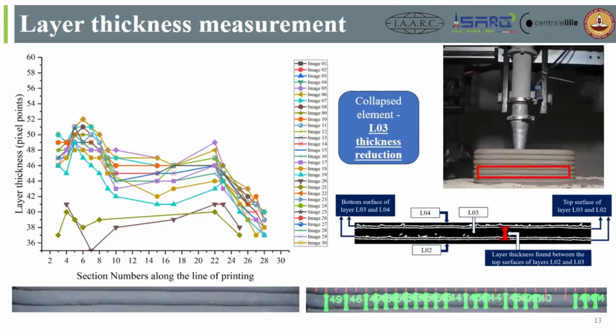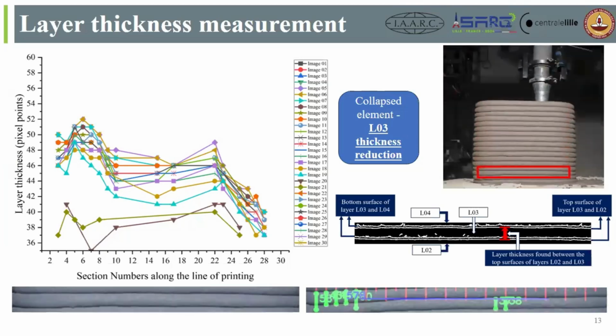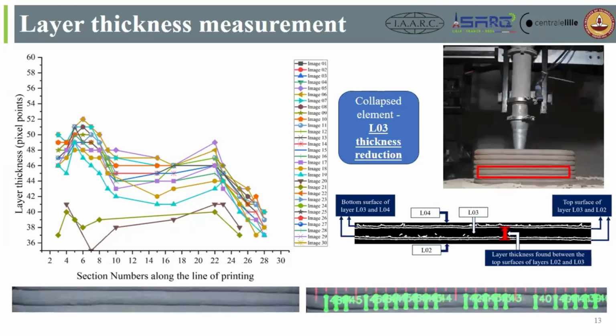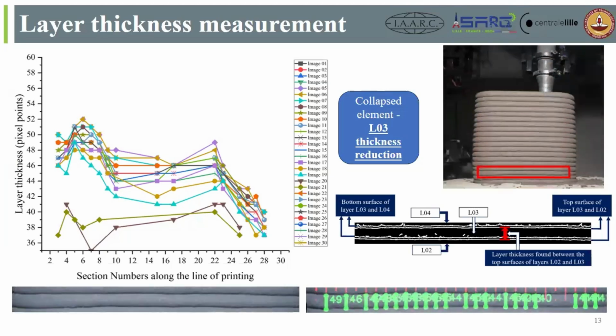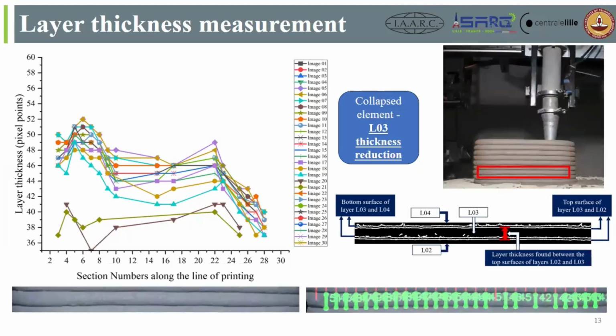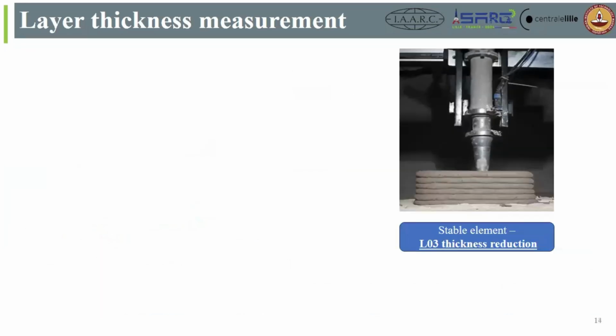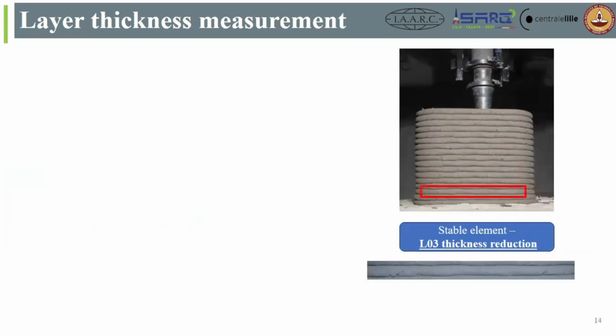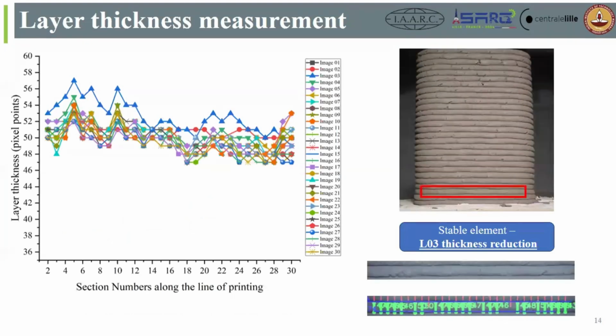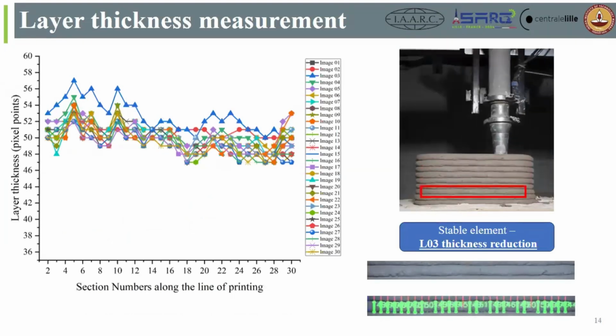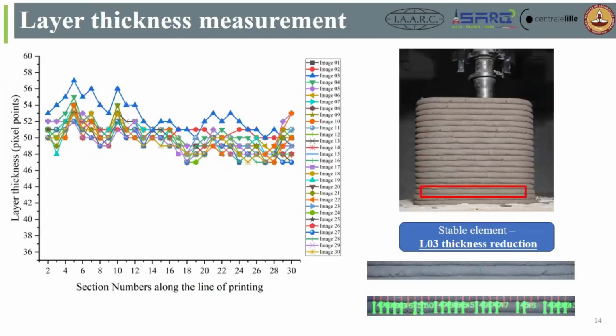But after some point of time, the layer thickness reduction is maximum, and ultimately after this line, that particular element collapses. And in case of a stable element, you can see that this is the first line. The top line is the layer thickness across the sections in the first instance.